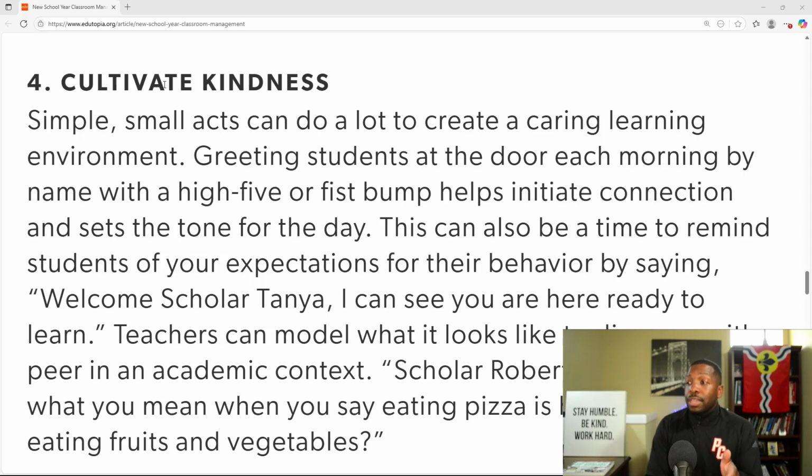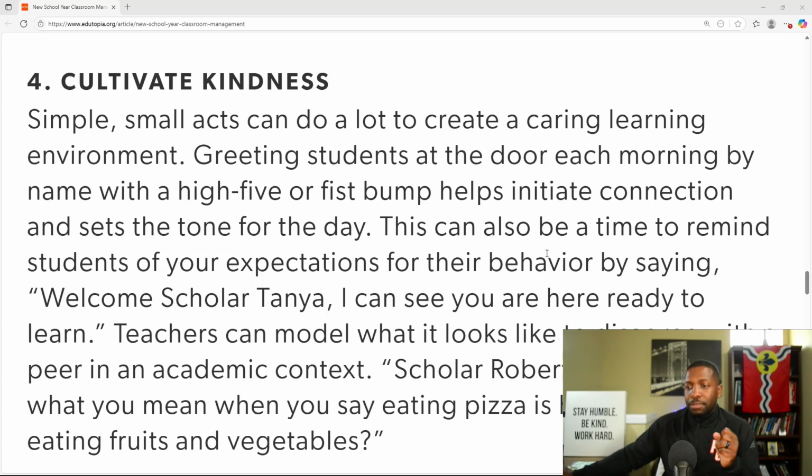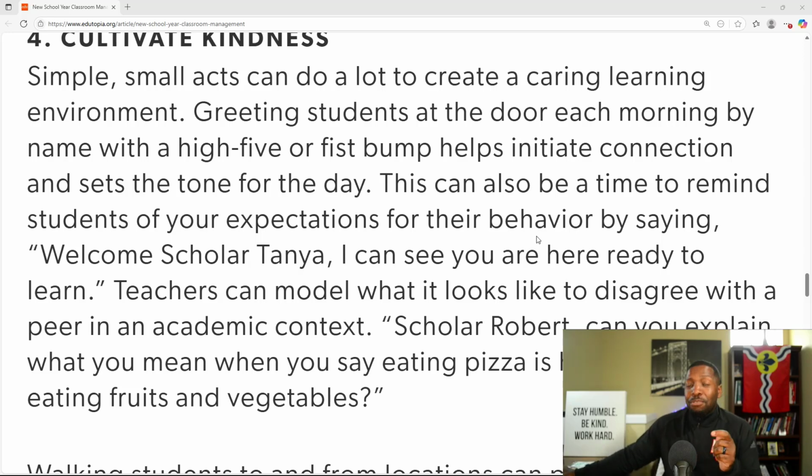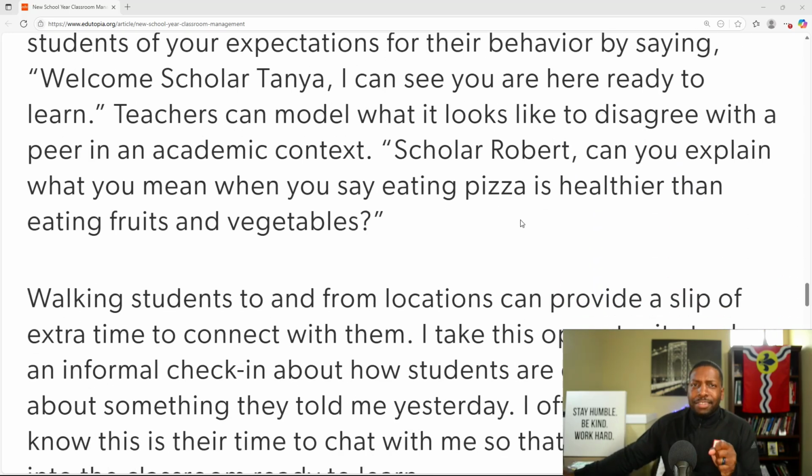Teachers can model what it looks like to disagree with a peer in an academic context. Scholar Robert, can you explain what you mean when you say eating pizza is healthier than eating fruits and vegetables? Yeah, explain that, Scholar Robert. 'Cause I would love for you to be right. I'd love for it to be right, but I don't think you are.